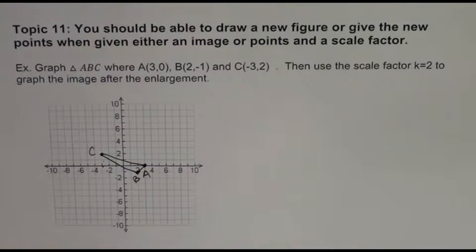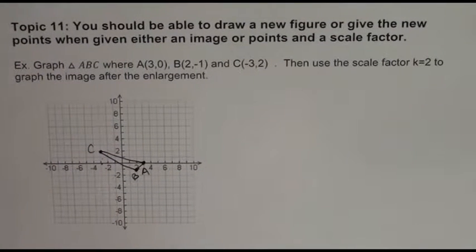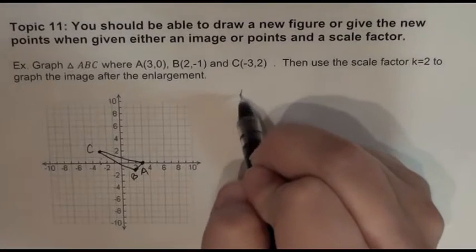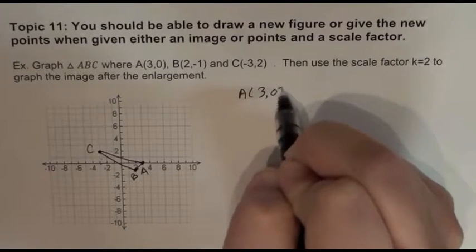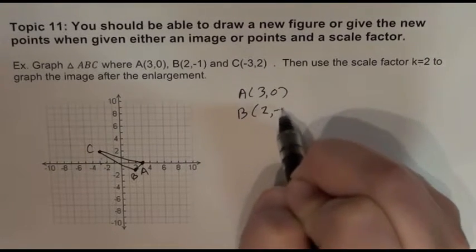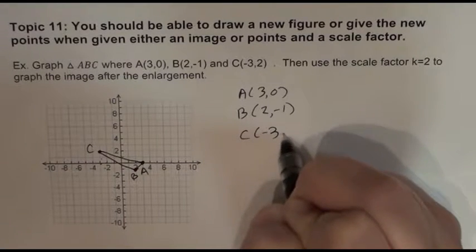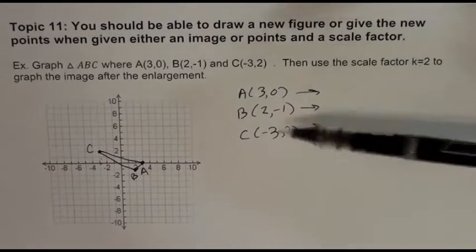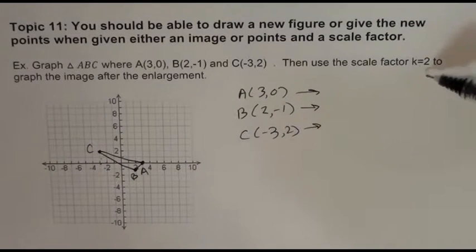Now we need to use a scale factor of K equals 2 to graph the image after the enlargement, to graph A prime, B prime, and C prime after a scale factor of K equals 2. Well, what K equals 2 means is that for every point A, B, and C, we need to take both the X and the Y values and multiply them by K equals 2. Multiply both the X and the Y by a value of 2.